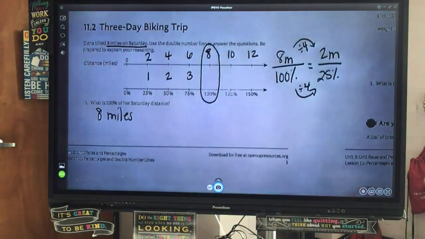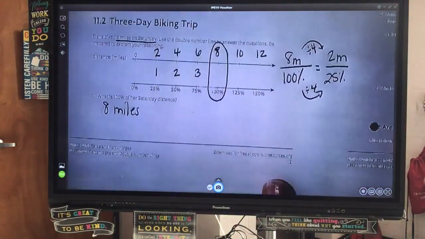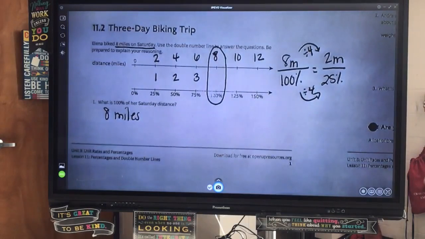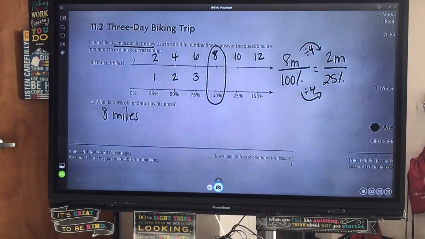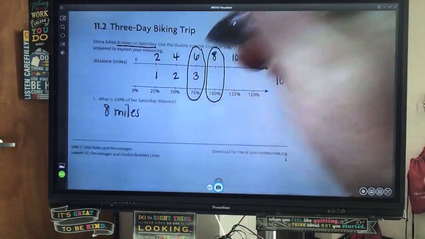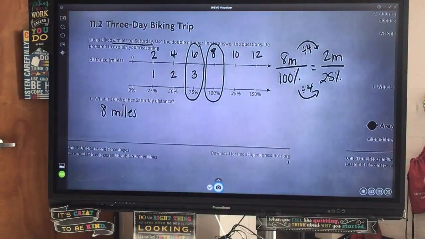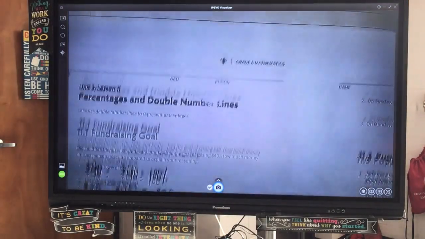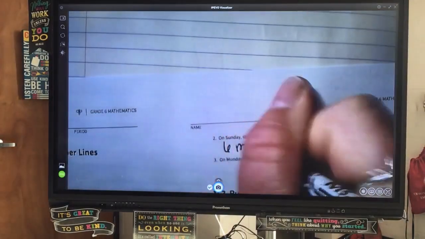Okay, slide over to number 2. I'm going to leave the double number line up here, but you guys are at the top of the right side. It says on Sunday she biked 75% of her Saturday distance. How far was that? So what do we need to look at, Gemma? The 75%, that's 6 miles. Yes, so we're looking at our 75%, and if we did our double number line correctly, that is going to give us 6 miles. So that is the answer for number 2, so 6 miles.